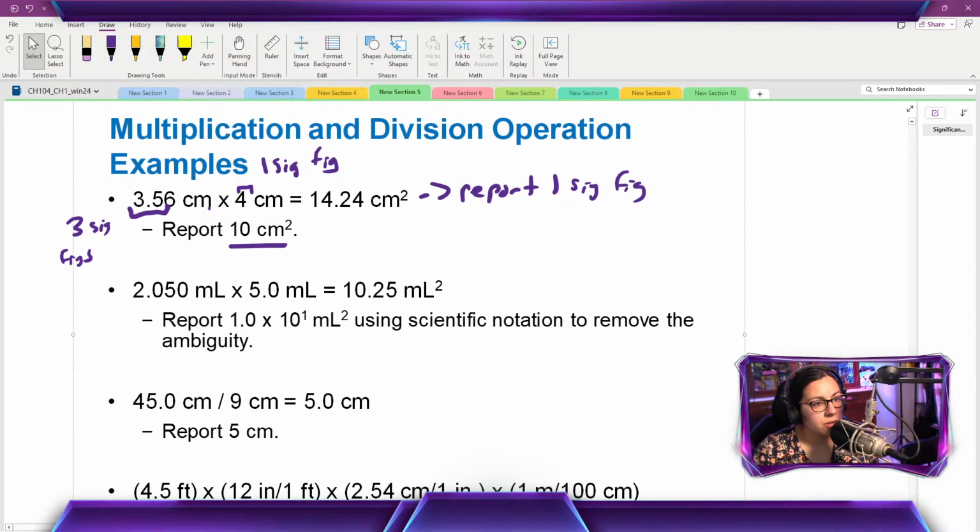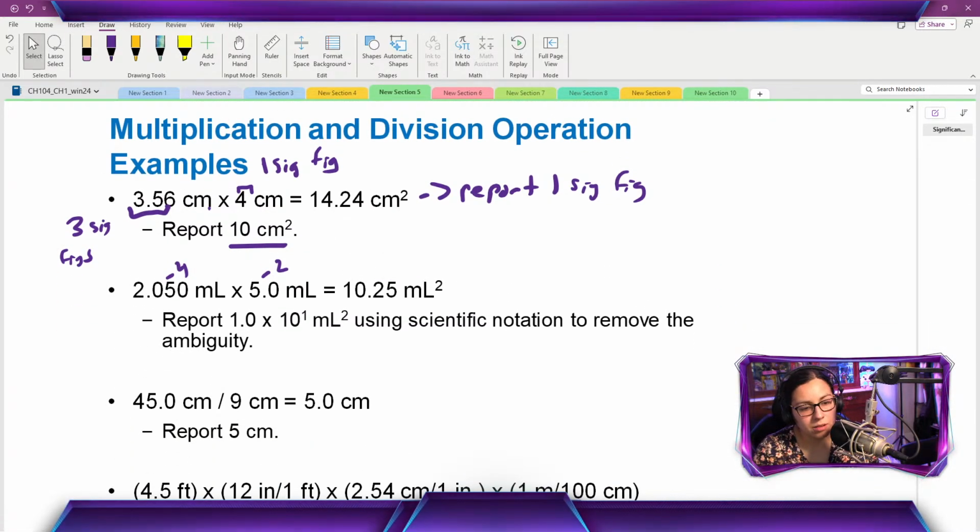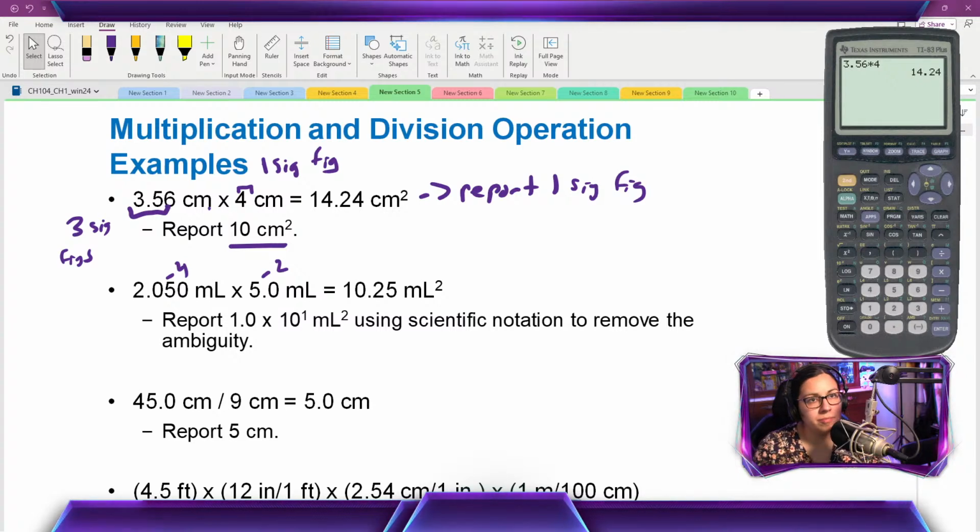And so now let's go through this one. So again, kind of looking at what we have. So we have 4 sig figs with this measurement, 2 with our 5.0. And so let's again follow along and punch that in. And so then the calculator spits out 10.25.